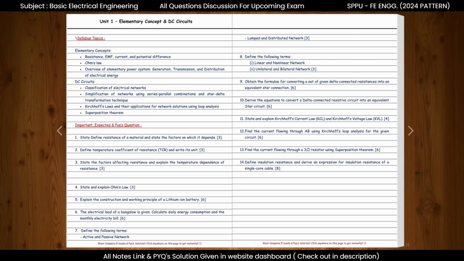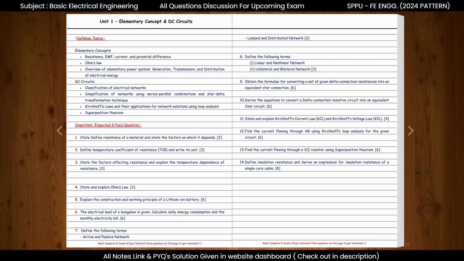Alright, let's move on to our next important topic: active and passive networks. From this topic, we can expect questions such as define active and passive network and lumped and distributed network. An active network contains at least one source of energy like a battery or generator, while a passive network has only passive elements like resistors or capacitors. Lumped networks have elements like resistors and capacitors that are clearly separated and concentrated at specific points in a circuit, whereas in distributed networks, these elements are spread out along the length of the component, like in transmission lines.